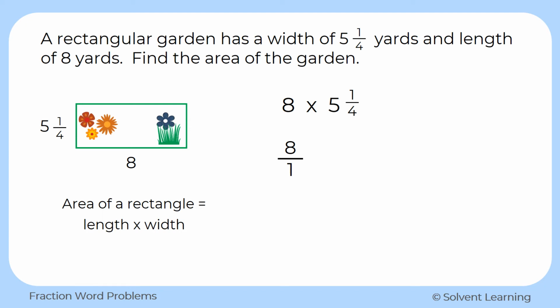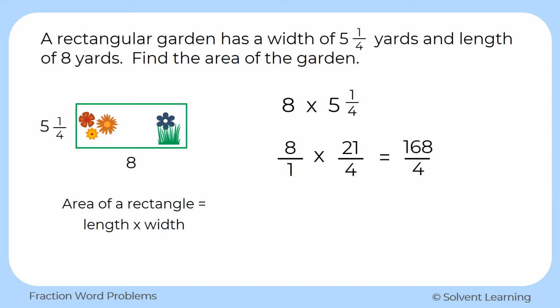Now the 5 1/4, we want to change that to an improper fraction so it doesn't have that whole number part with it. 5 1/4 as an improper fraction will be 21/4. Of course, we're multiplying, so we can put our multiplication symbol in between. Now we multiply our fractions like normal. Remember, with multiplying fractions, you just multiply across. Multiply the numerators together and multiply the denominators.